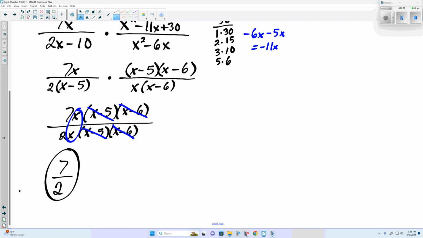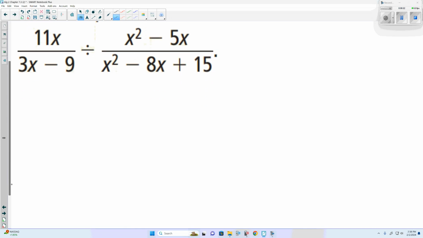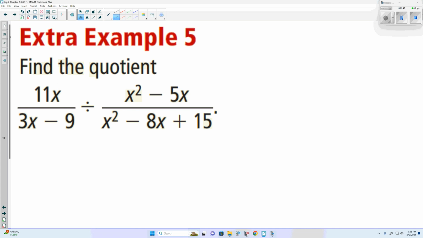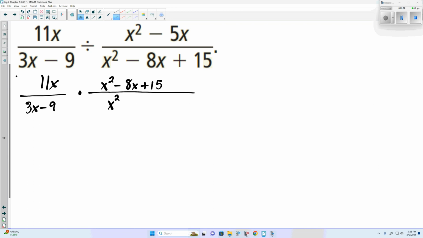Questions on this here? We ready for the next part? Find the quotient 11x over 3x minus 9 divided by x squared minus 5x over x squared minus 8x plus 15. Again, first thing we should do is keep the first expression the same, change it from division to multiplication, and flip our second expression.